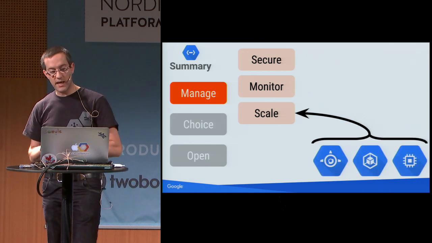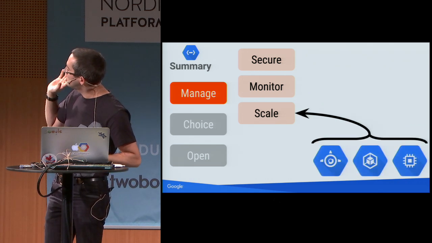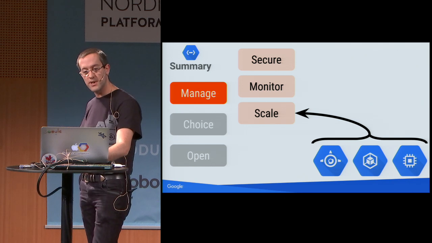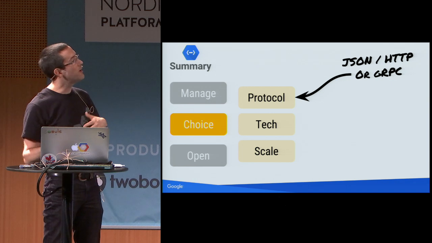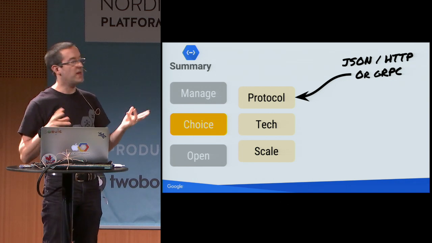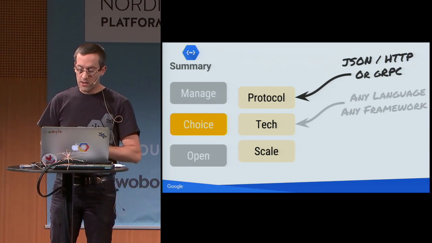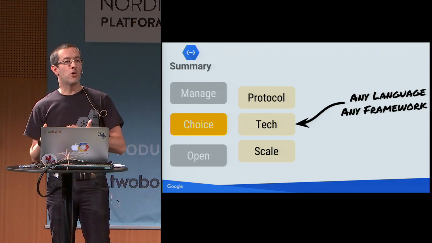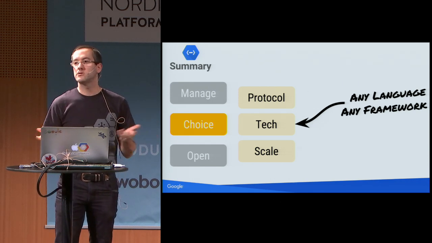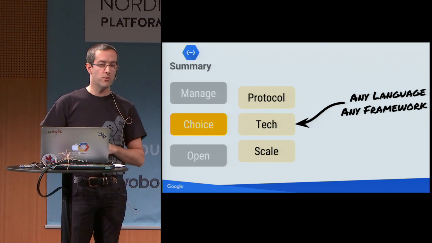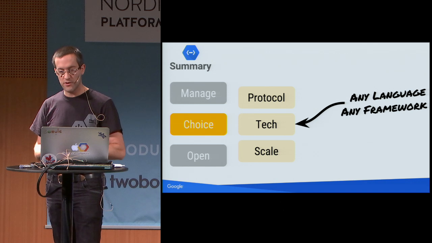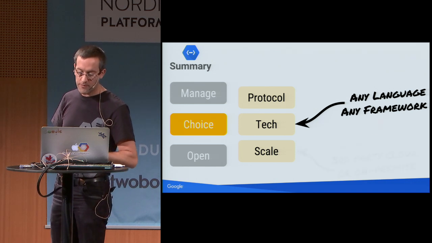You can also scale on Google Cloud Platform with App Engine, Container Engine, and Compute Engine. You actually have the choice in terms of protocol, whether it's JSON, HTTP APIs, or gRPC. You can use any language or framework, as long as it runs in a container or elsewhere. You can use whichever you want, which was a limitation with the first version of Cloud Endpoints before.